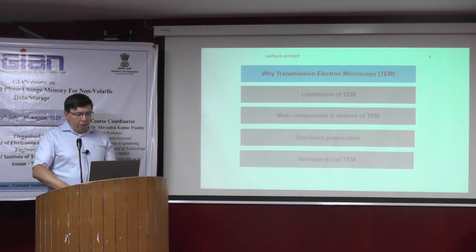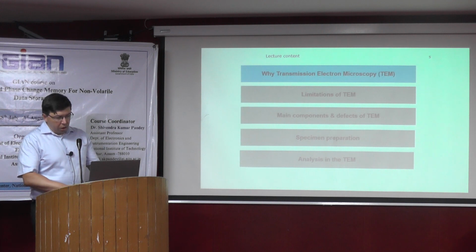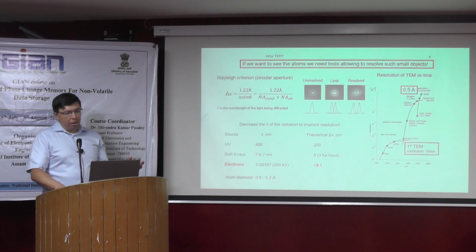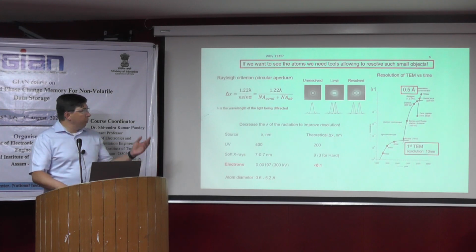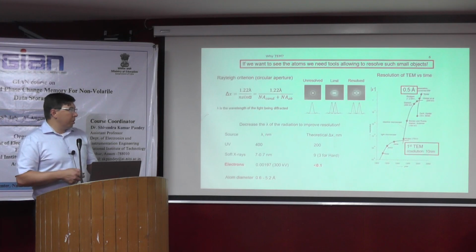So first, why do we need transmission electron microscopy? We need TEM because, as I said, it is a direct method. You can see the structure in direct space. And if you want to resolve atoms, we need tools allowing us to resolve such small objects.